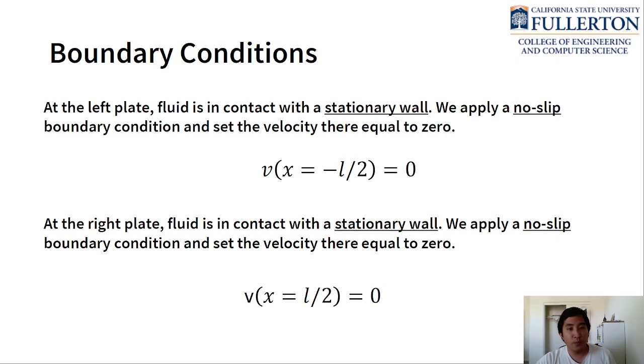Before we do that, let's go ahead and state our boundary conditions. Our boundary conditions are both going to be no-slip boundary conditions, at stationary walls. And so at both the left wall and the right wall, we're going to have a zero velocity.